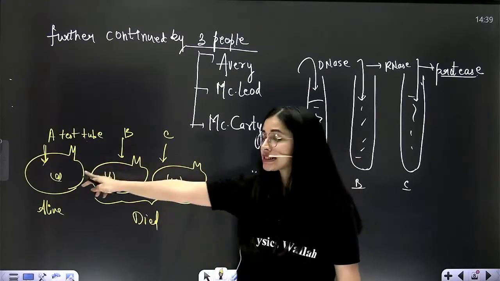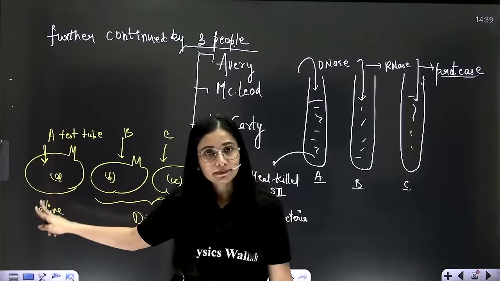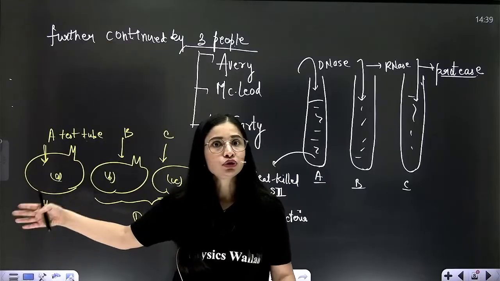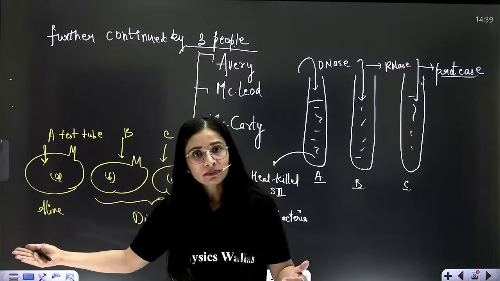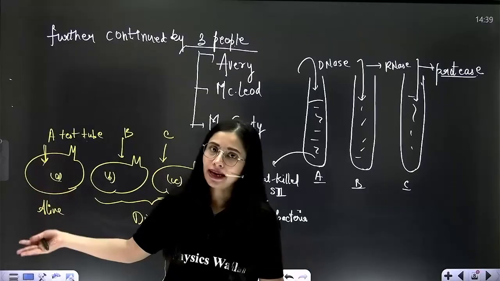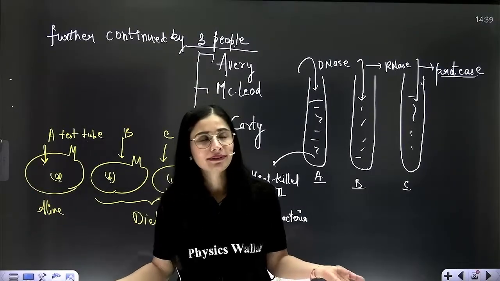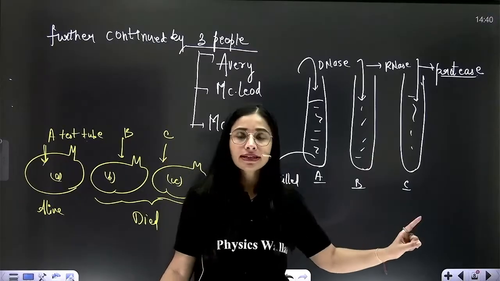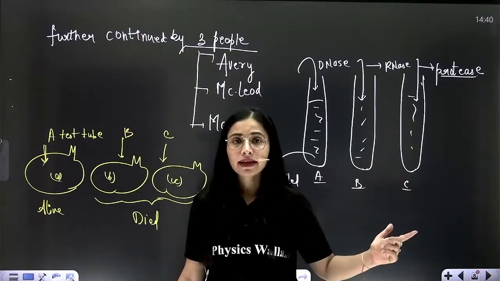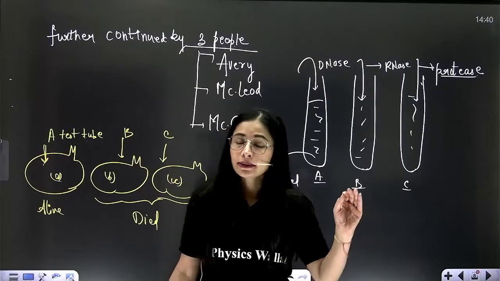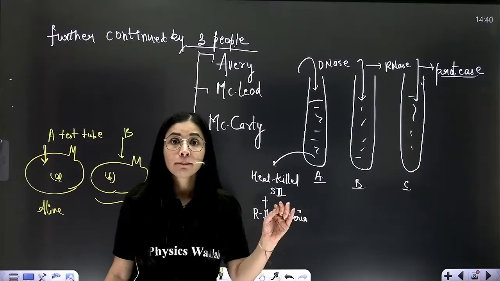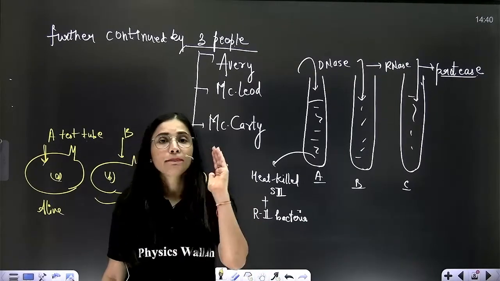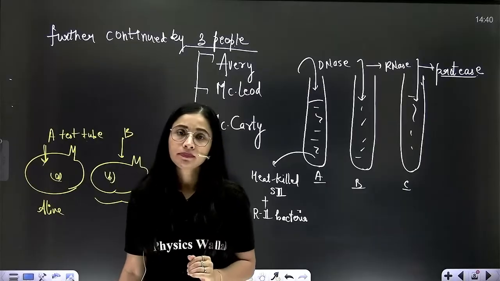So since in the first test tube the mice is alive, that proves DNA is the genetic material, because R2 could not gain any material from the medium. Correct? It remained non-virulent, so the mice did not develop any disease. Like this, these three scientists who continued Griffith's transformation experiment proved that DNA is the genetic material but not RNA or protein.